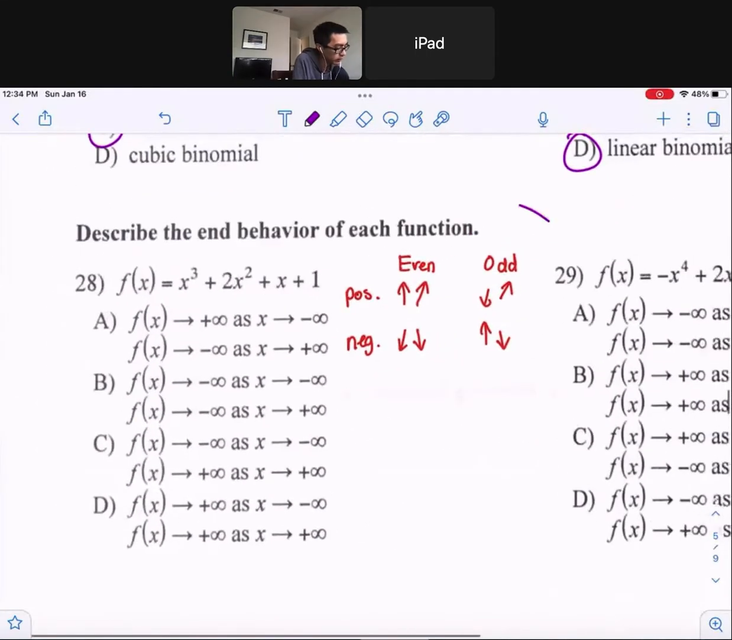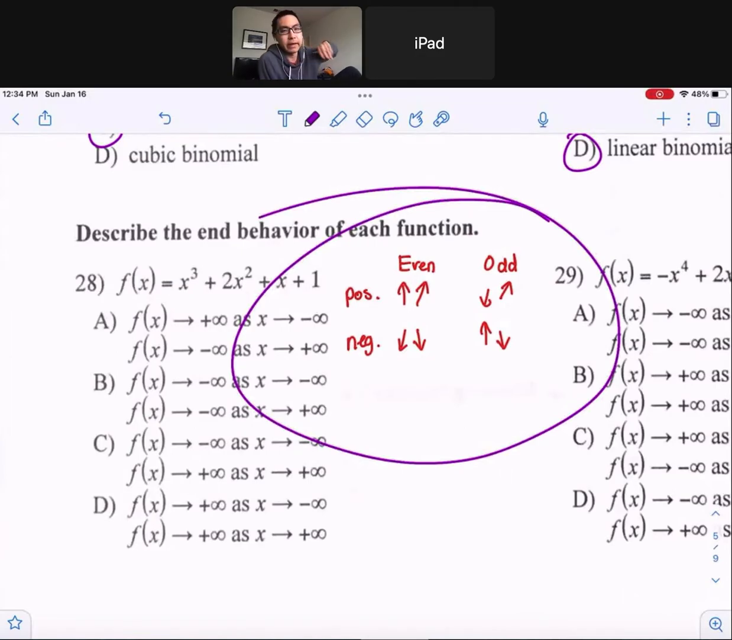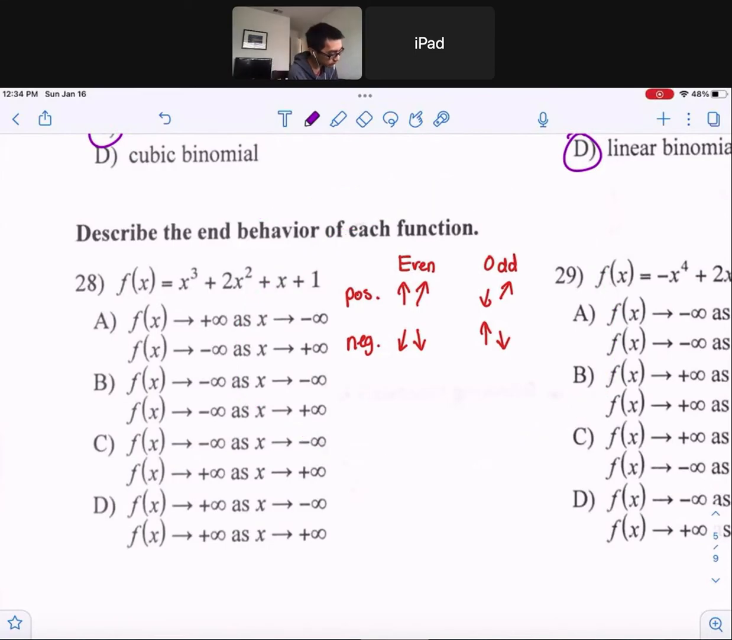Okay, here. You have to remember this. That tells you your behavior. Even positive is up, up. Odd is left-hand side down, right-hand side up. Even negative is down, down, and negative odd is left-hand up, right-hand down. So for this one, we got positive. The coefficient of the leading degree is positive, and we got a power that's odd. So if it's positive odd, that means it's going to look like this one. So the left-hand side should be down, and the right-hand side should be up.